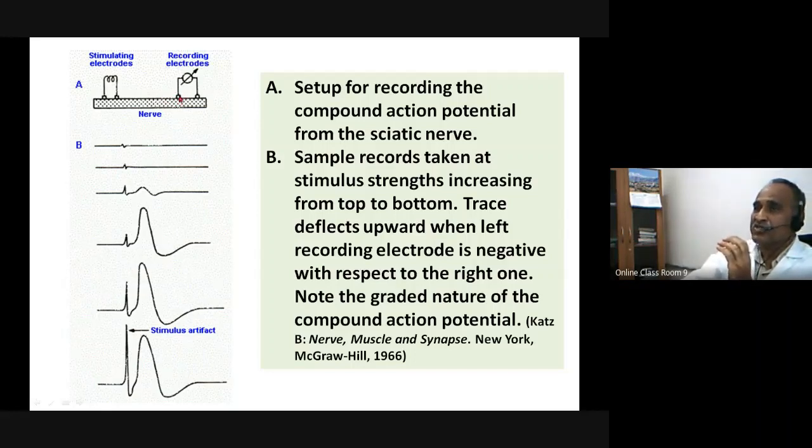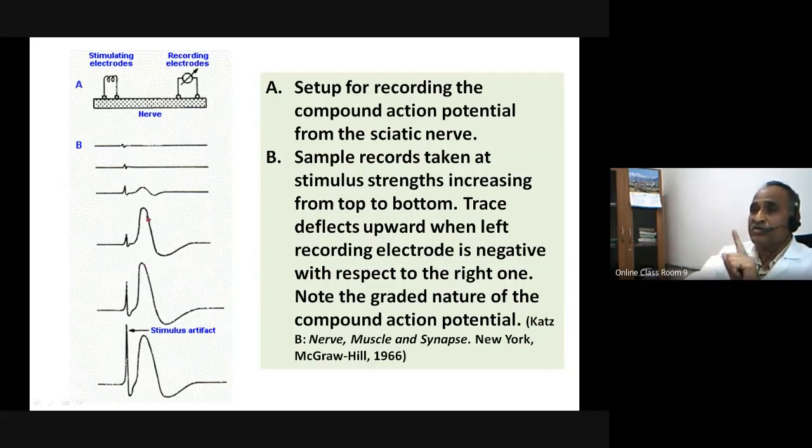Electrode in reference to the active electrode. So this is what is happening. It's a graded response, unlike the intracellular action potential, which is an all-or-none response. Here I am trying to impress upon you that the intracellular action potential is an all-or-none response. This extracellular action potential, or compound action potential, is not an all-or-none response.